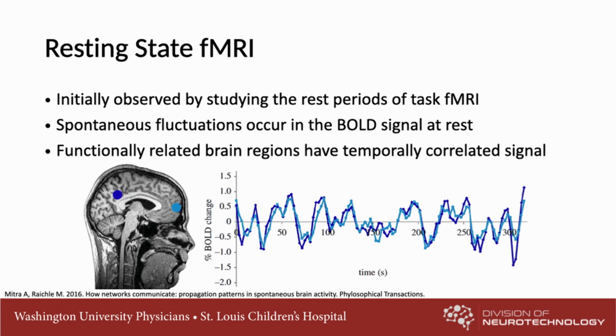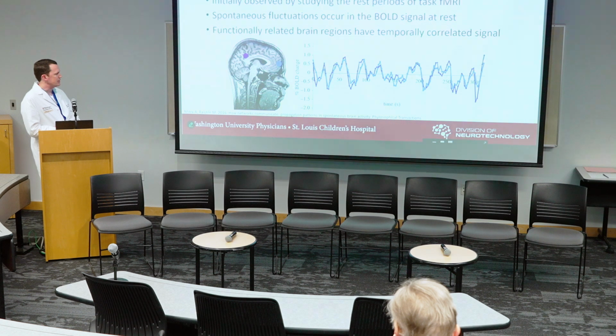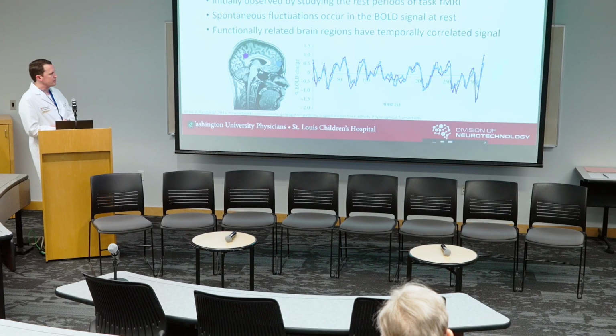One of the ways that I like to describe this is from a review paper here by Anish Mitra, who did his PhD here with Marcus Raichle. And the way we describe this is if we look at a signal from the brain that correlates with our blood flow, if we pick two regions of the brain, it's kind of light blue and dark blue circles here, and record the signal from those areas, you get a tracing that looks like this. And you can see those two lines overlap quite well, meaning that they're highly correlated in time.